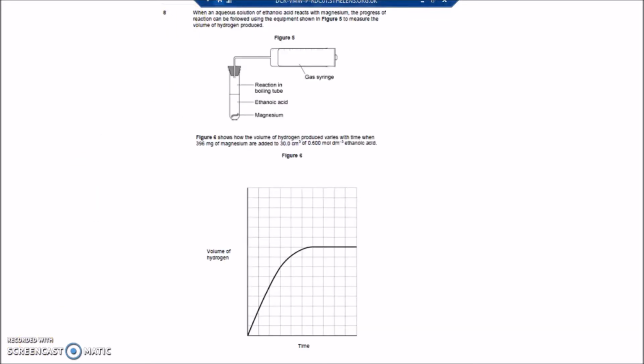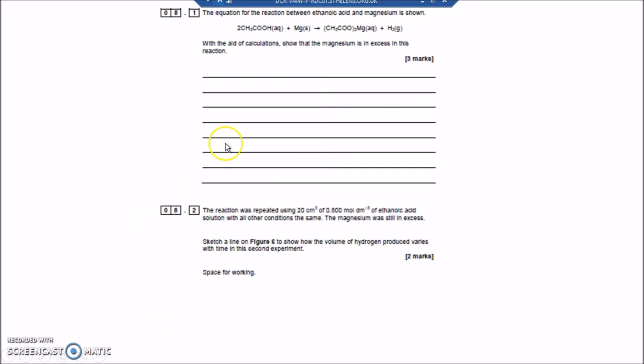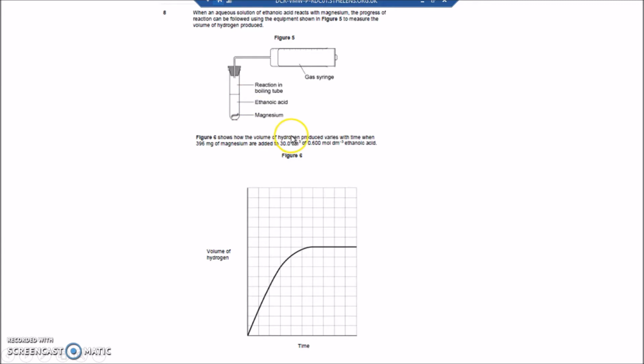Question number 8. We've got some ethanoic acid reacting with some magnesium. An acid with a reactive metal like magnesium is going to make hydrogen, and we've got a graph showing the hydrogen being made. With the aid of calculations, show that magnesium is in excess in this reaction. So let's have a look what data we're given about the magnesium.